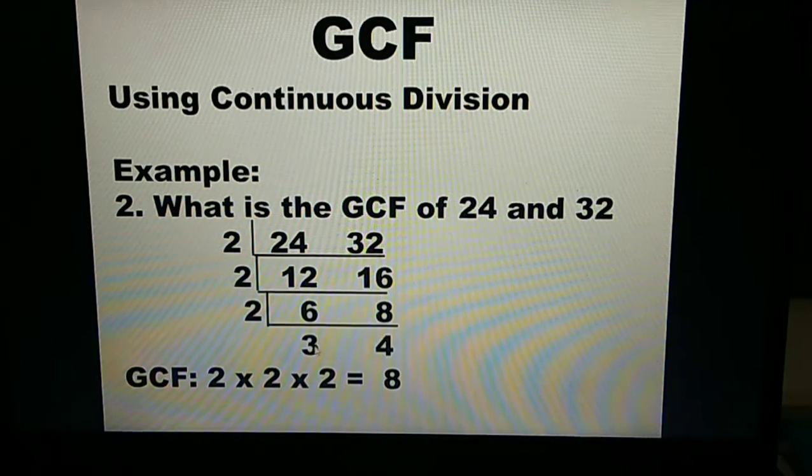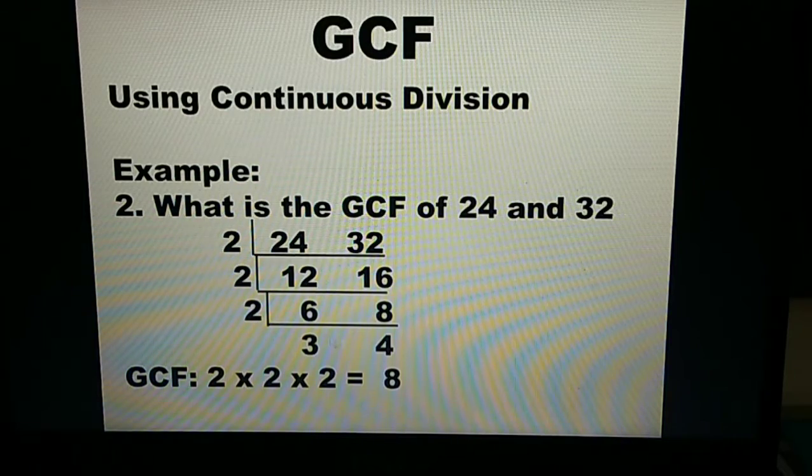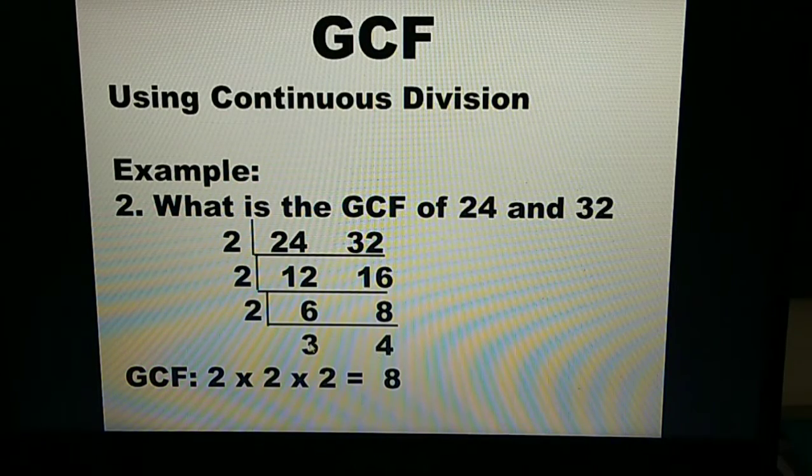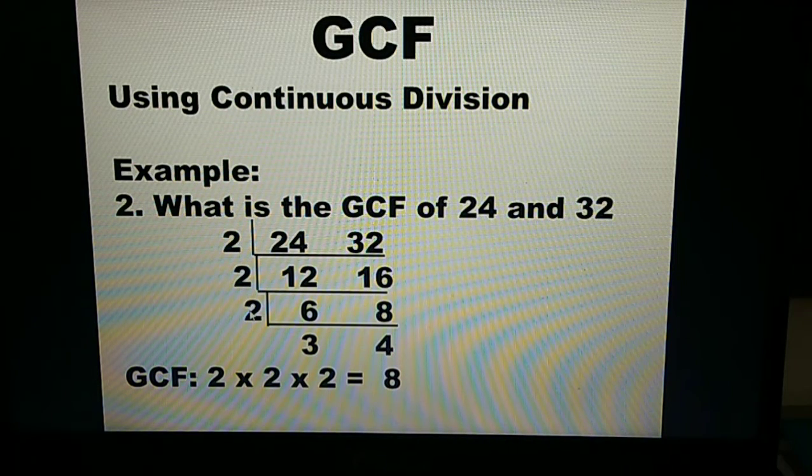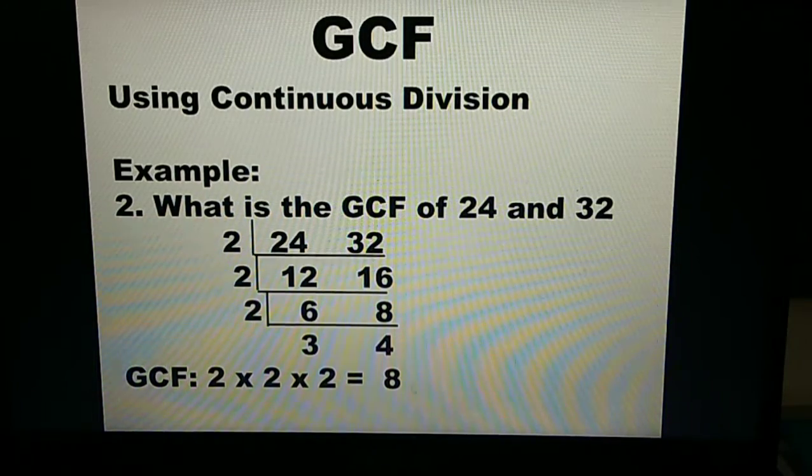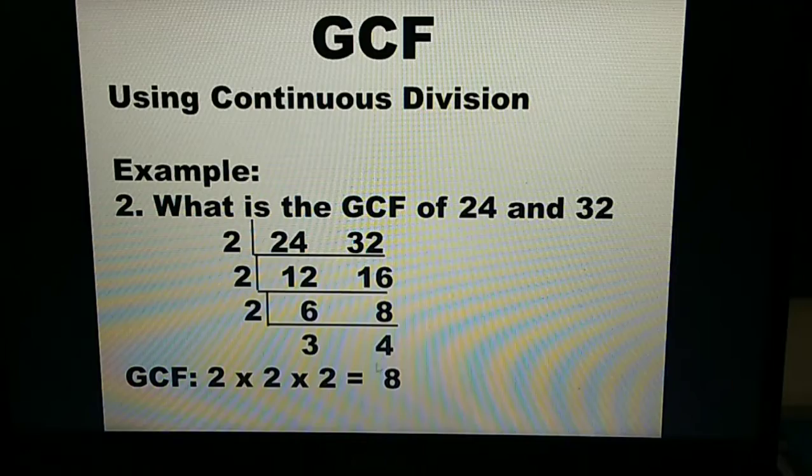6 divided by 2 is 3. Then 8 divided by 2 is 4. So in the fourth row, we have 3 and 4. They have no common factor. That's why we're going to stop the division here. And in the left side, we have the 3 numbers which are the common factors will be the GCF if you're going to get again the product of these 3. So the GCF is 2 times 2 times 2 is equal to 8. Now the GCF of 24 and 32 is 8.